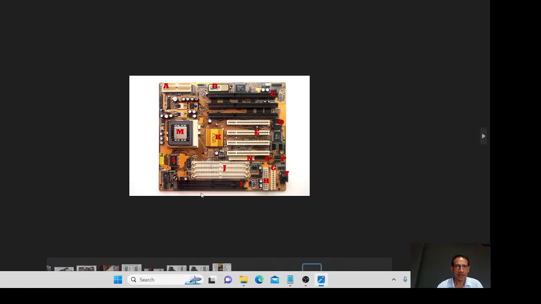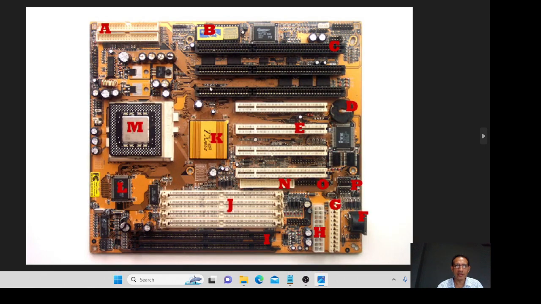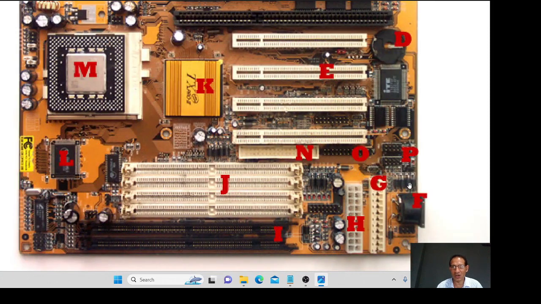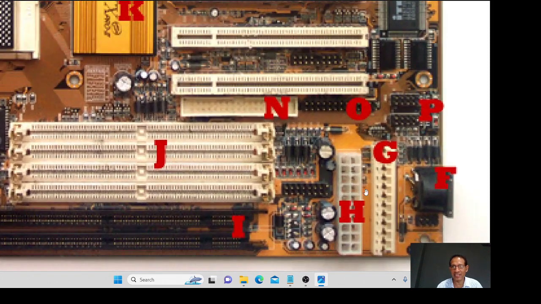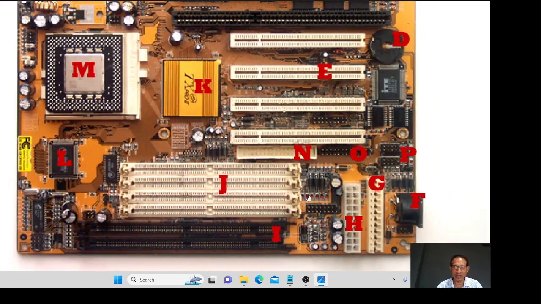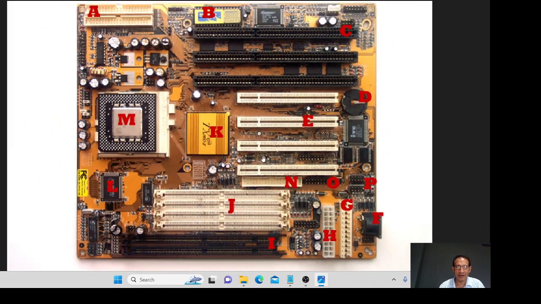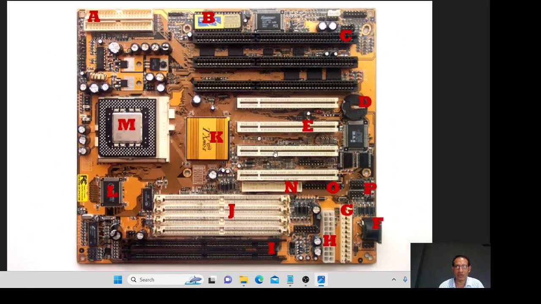Okay, here's another type, a VTOL type. It's very important, because it is also a hybrid one. Here you can see ATX and AT, both power connectors are there, but it is a hybrid type of motherboard. These days it's not available, it's very rare to find even to demonstrate.